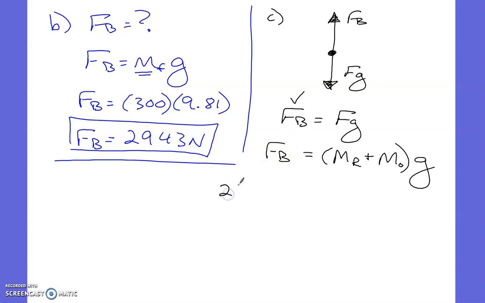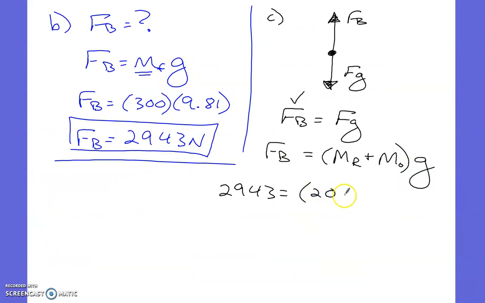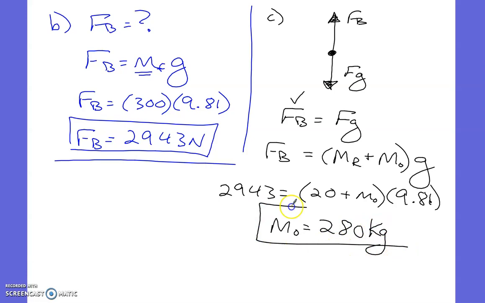So at this point, we can plug in our numbers. We have 2,943. The mass of the raft, as we saw, was 20 kilograms. We're going to get the mass of the object on top of the raft. That's our one unknown. And then G, of course, is 9.81. As we saw, we get that the mass of the object is 280 kilograms. We divide by the 9.81, and then we subtract 20.